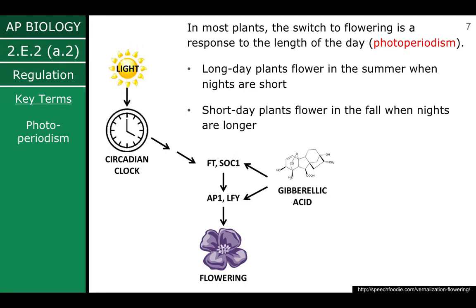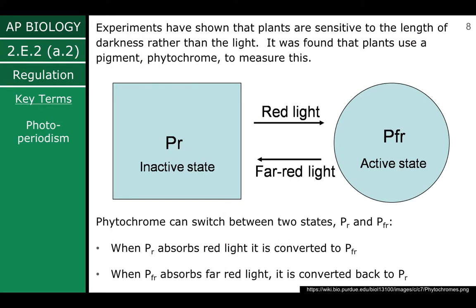In most plants, the switch to flowering is the response to the length of day, which is photoperiodism. Long day plants flower in the summer when nights are short, and short day plants flower in the fall when nights are longer. Experiments have shown that plants are sensitive to the length of darkness rather than the light. It was found that plants use a pigment, phytochrome, to measure this.